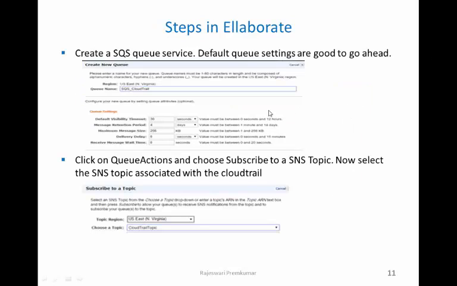So as a next step, we go on to creating the SQS queue. The SQS queue, you know how to do it. I did it using the management console. The default settings are fine, and then subscribe to the SNS topic that we created during the CloudTrail configuration. Subscribe to that topic in the new SQS queue that you create.